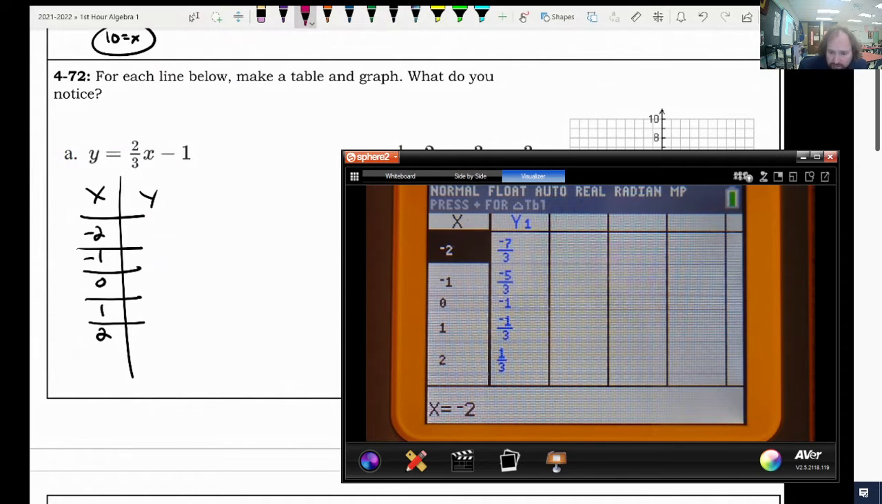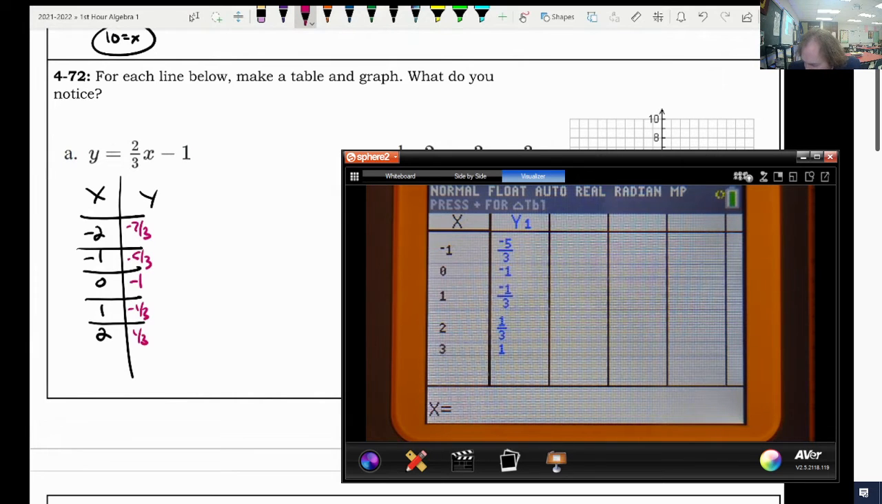And the Y values are -7 over 3, -5 over 3, -1, sorry, -1/3, positive 1/3, and maybe one more just for good measure. 3, 1. There we go. I want that because I want these two whole number answers there. 0, -1. I know that those are points on the line on the graph.